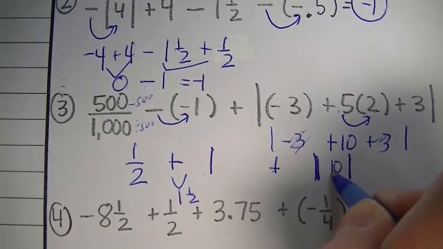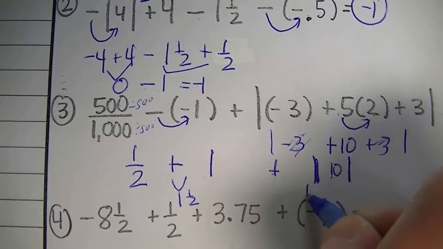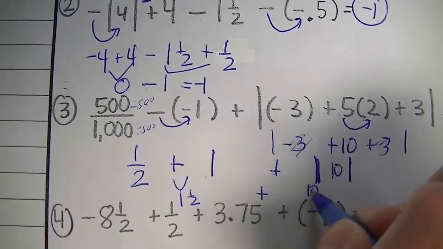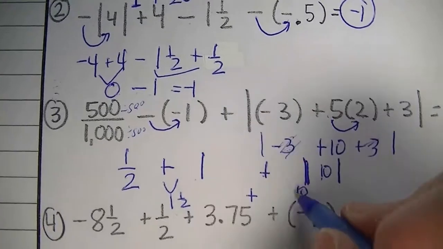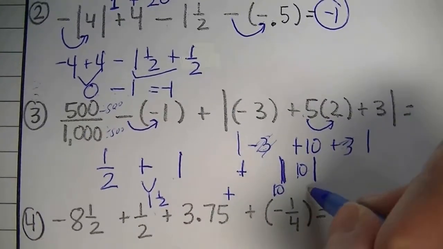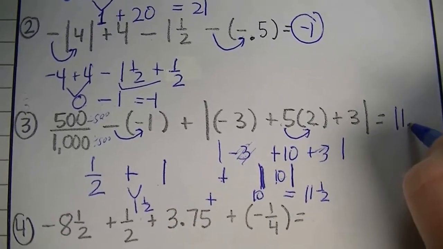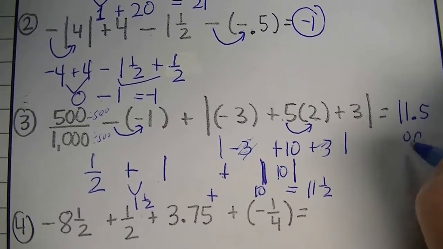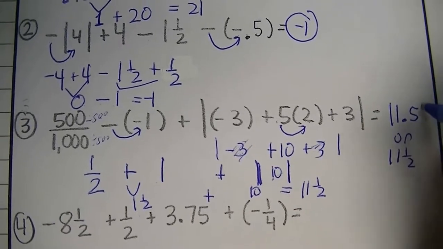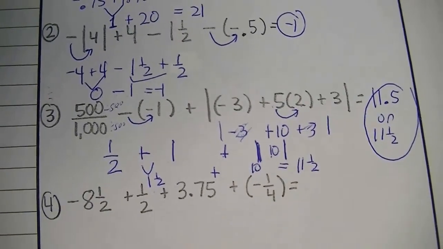And then plus the absolute value of 10. How far away is 10 from 0? It's 10 units, so plus 10. 1 1/2 plus 10, that gives me, well, 1 plus 10 is 11, plus 1/2. That's 11 1/2. I can write 11.5, I can write 11 1/2. Those are both acceptable, okay, because they're equivalent to each other.